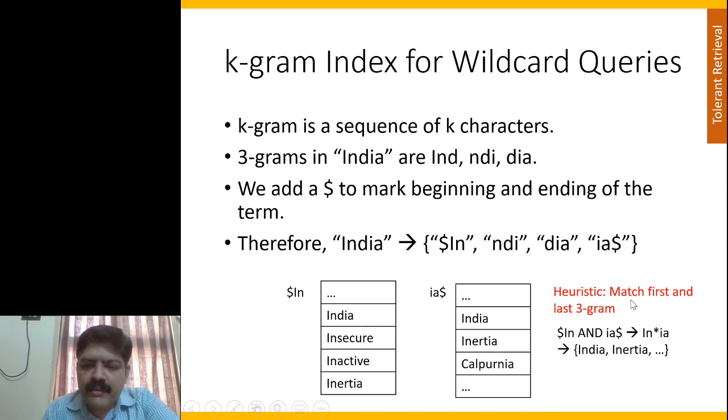Okay, so let's now see whether we could match them. If I have a query like IN star IA, I could match the first and the last trigram, so dollar IN and IA dollar. That way I would match India, inertia, and so on.